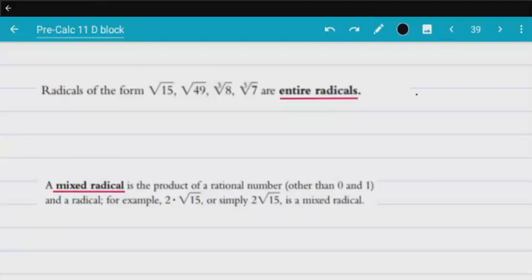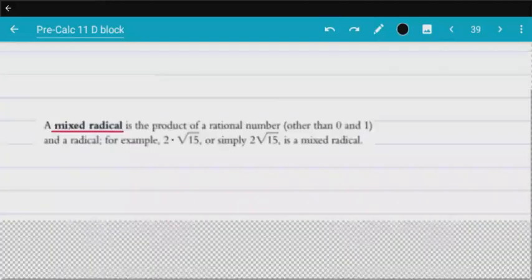2 root 15 is a mixed radical because there's a number outside of the radical. All right, or in this case, if you're thinking, what about root 15? Well, that's just an entire radical because there's no number in front. Okay, so let's take a look at what we're supposed to do.